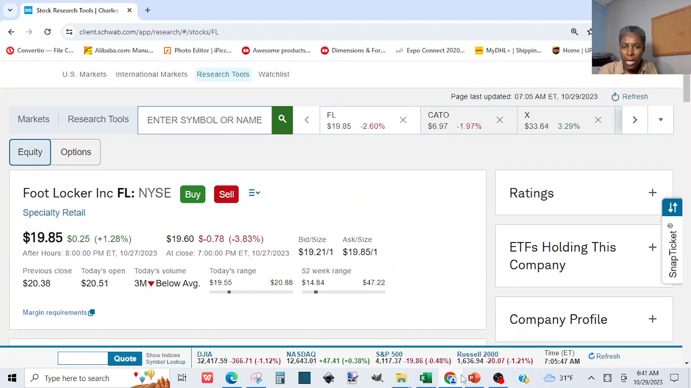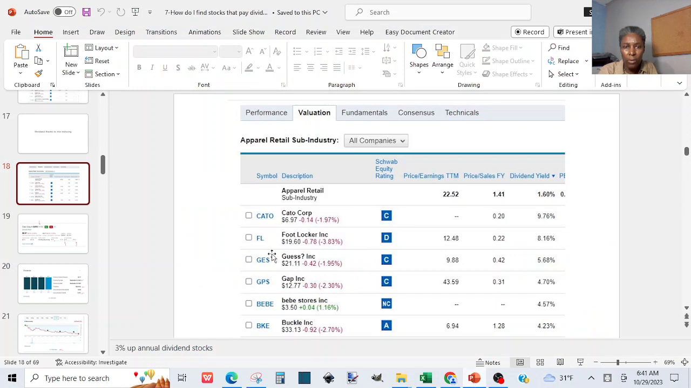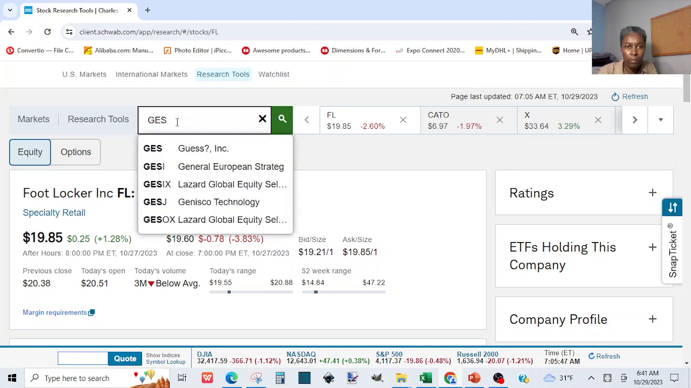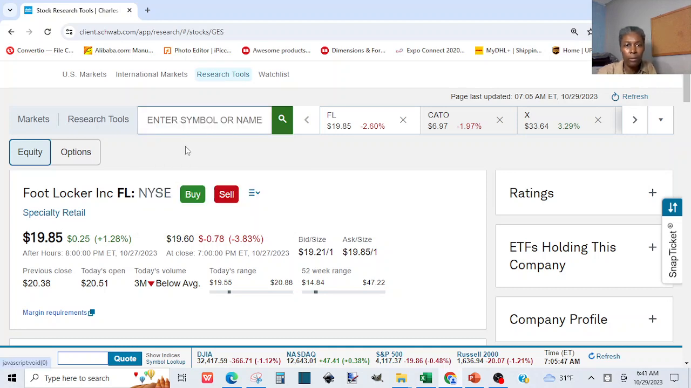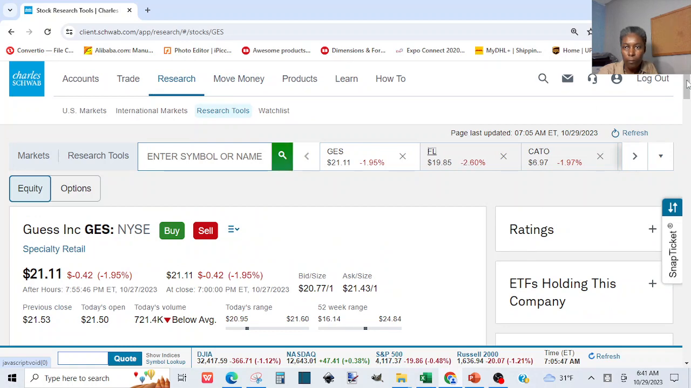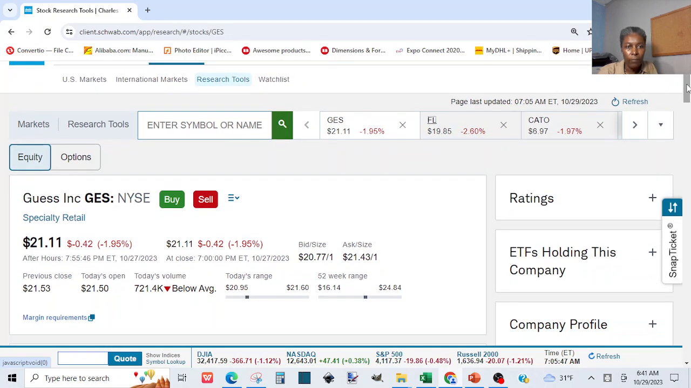So let's go back and see which one is the next one. The GES Inc, GES. Let's click on that. So GES, the third criteria, the stock market, it passed that, good.